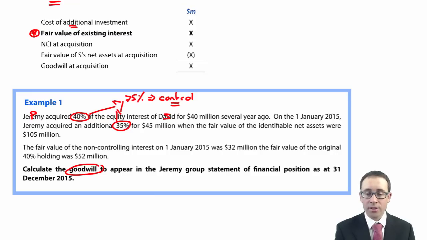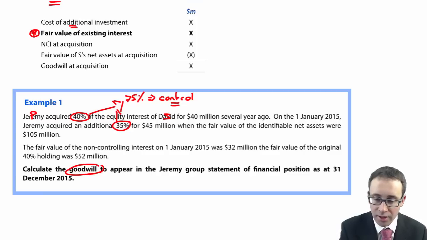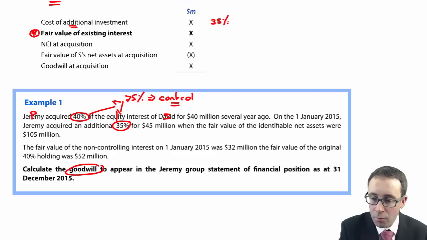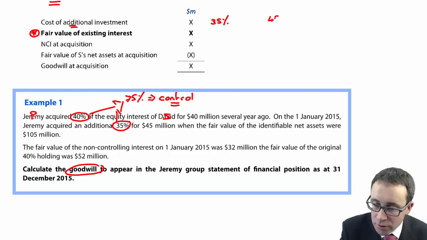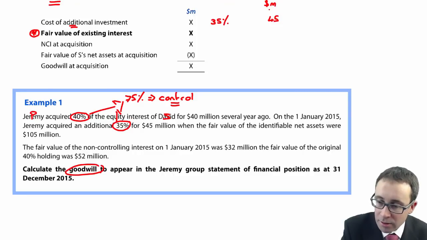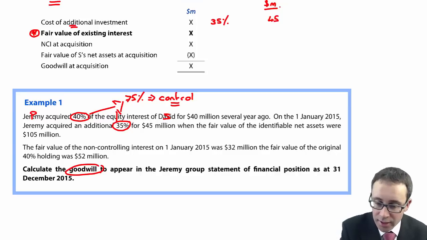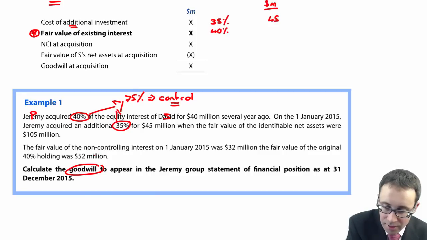There we go. So, right, let's go through and work out the goodwill. The cost of the additional investment, essentially, that's thinking about our 35%, isn't it? We've just bought that for 45 million, haven't we? So we're going to work in millions of dollars, okay? The fair value of the existing interest, so we previously owned 40%, didn't we? We're told that that fair value is 52 million.